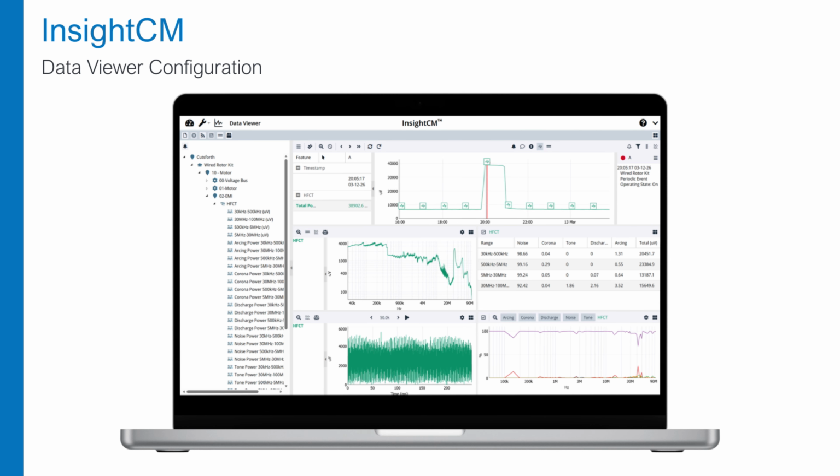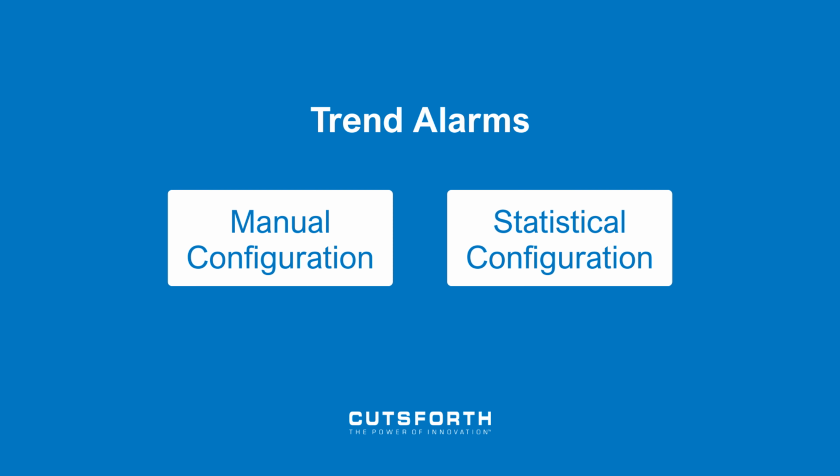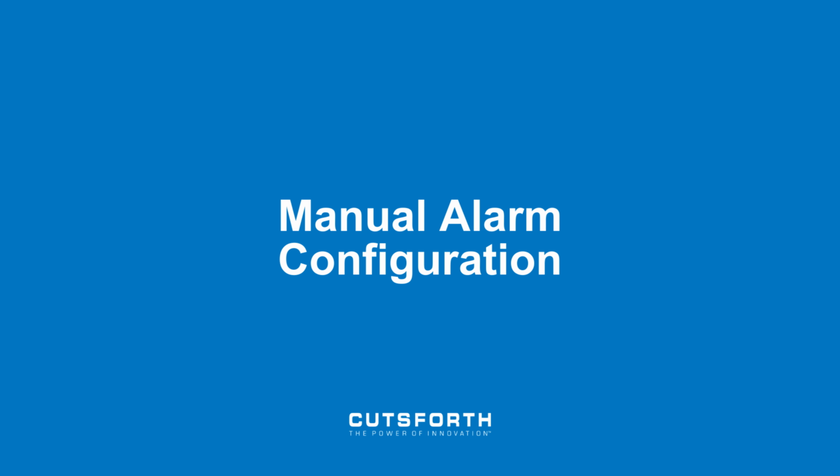Before we jump in, let's quickly review how alarm configuration works. In InsightCM, you can configure trend alarm rules in two main ways. First, you can set levels manually using a fixed comparison value. Second, you can auto-configure levels using a statistical baseline. Let's start with a manual alarm configuration.